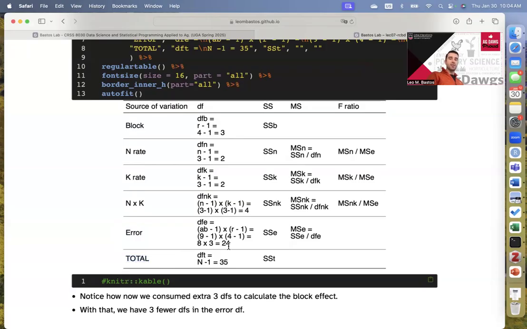What I want you to notice is that your total number of degrees of freedom is always going to be your number of observations minus 1. So here, if we start from the bottom, that means we have 35 degrees of freedom that we can use to estimate the other model parameters coming from the error, the interaction, potassium rate, nitrogen rate, and block. So this is our total number of degrees of freedom.